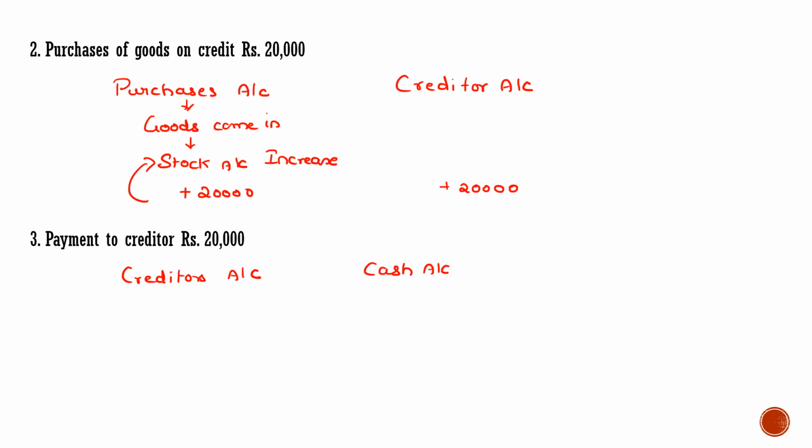Now what happens to the creditors here? The creditors were owed 20,000, which is being paid back to them. So creditors would decrease by 20,000 because it is being paid and settled. And at the same time, you're paying by cash, so your cash balance in the business is going to go down. So this transaction has the effect of reducing the liability in the form of creditors, and cash on the asset side would also get reduced by 20,000. So this is the effect on the accounting equation.